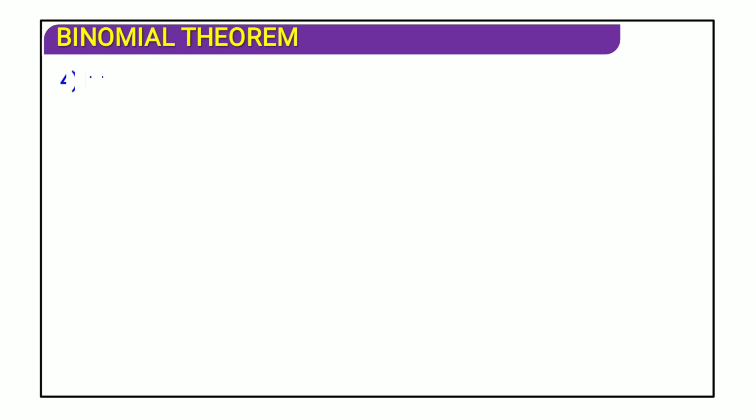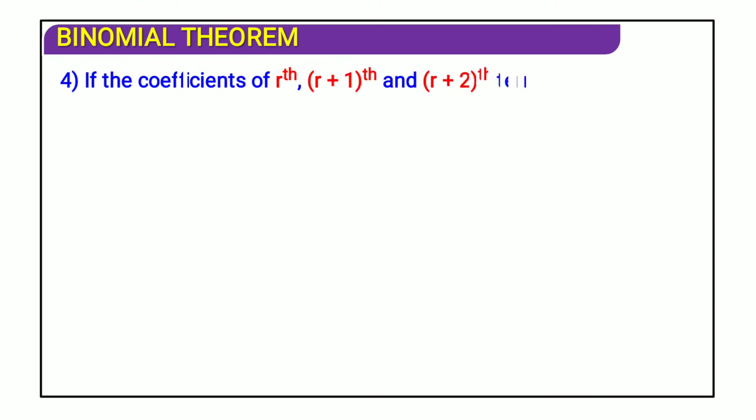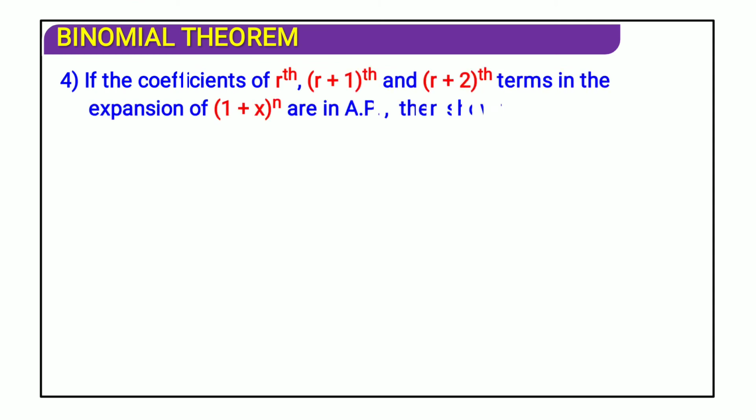And now I'm giving a simple homework question. Simple question for your homework. This is your task. If the coefficients of rth, r plus 1th and r plus 2th terms in the expansion of 1 plus x to the power n are in AP. I am showing you the condition of AP, then you can easily solve. I am just telling you the things. You will do the calculation by yourself.